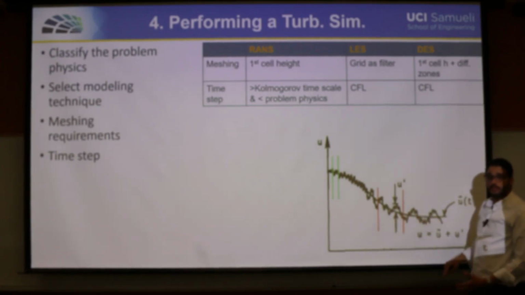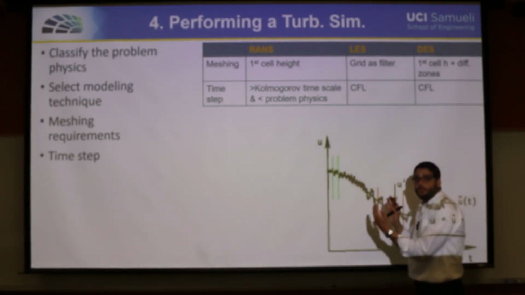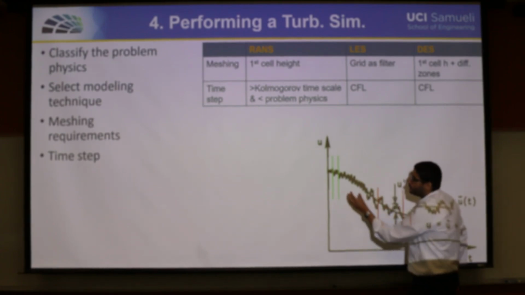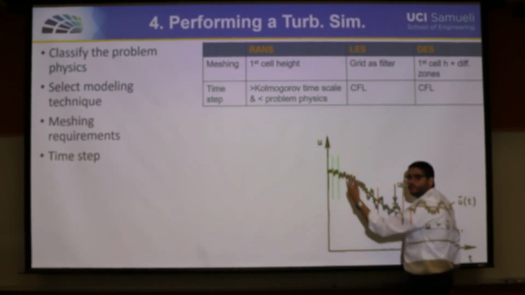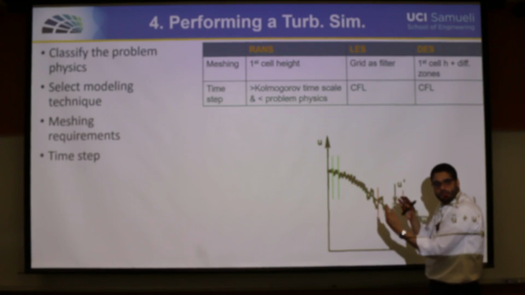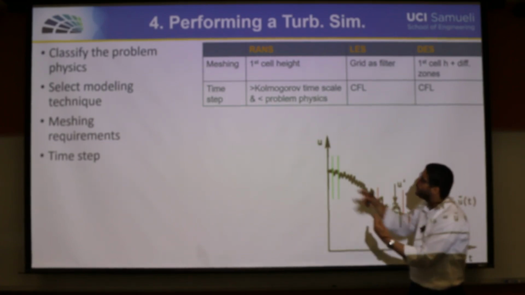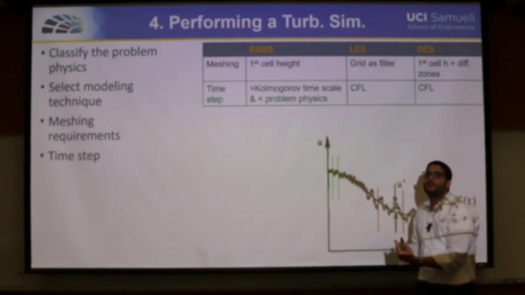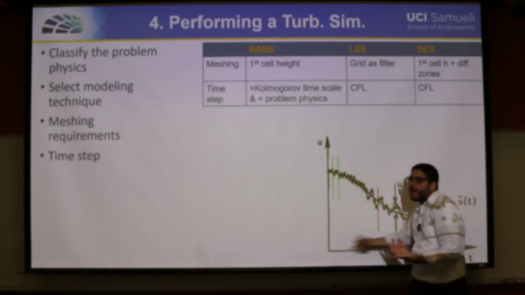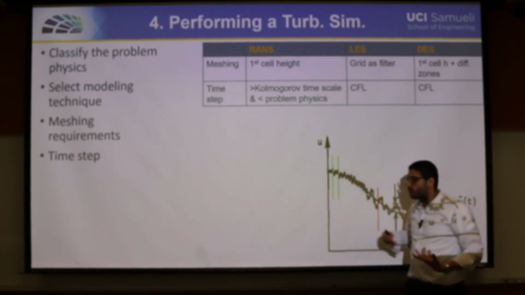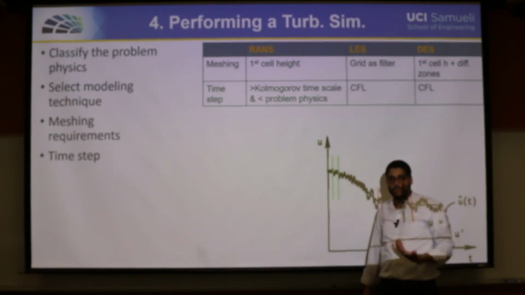And at the same time, you want it to be small enough to be able to average, because if it's very small compared to the Kolmogorov time scale, then this means that you are not averaging the solution. You are trying to do a DNS simulation.